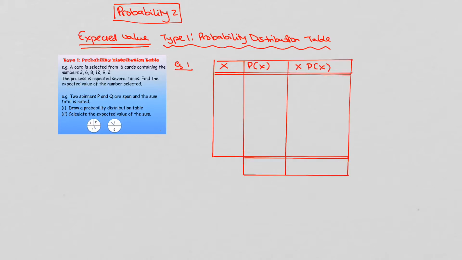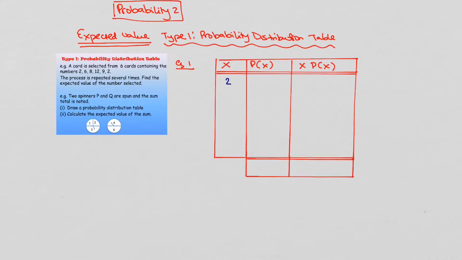So if we fill in our numbers, we have 2, 6, 8, 9 and 12. And if I look at the probability of getting each of those numbers, well, I have 6 cards, and if I look at 2, well, 2 occurs twice. So there is a chance that I can get 2 twice out of a total of 6 cards. If I look at 6, there's only a 1 in 6 chance. 8 is a 1 in 6 chance. And 9, 1 in 6 chance. And a 12 is also a 1 in 6 chance.